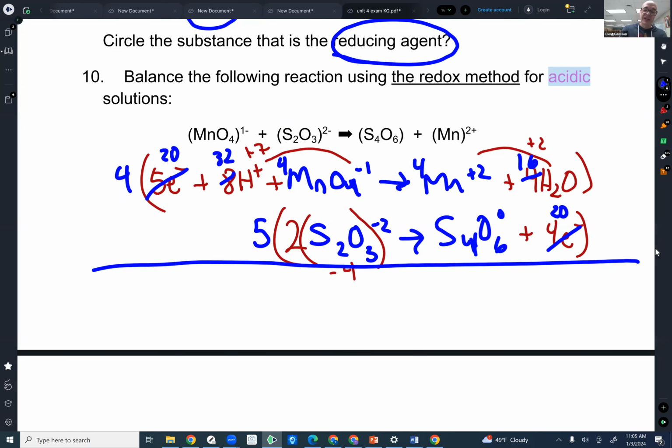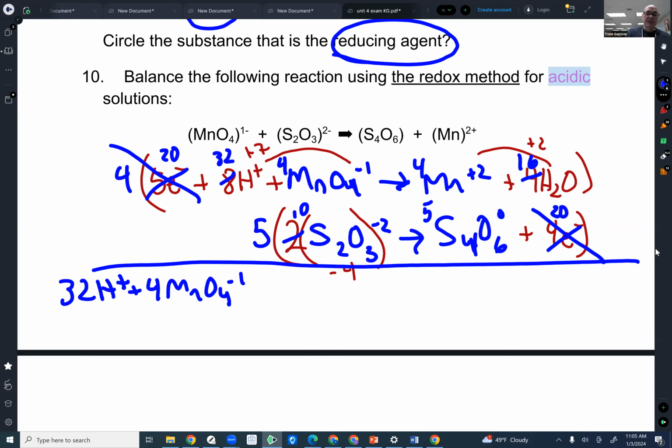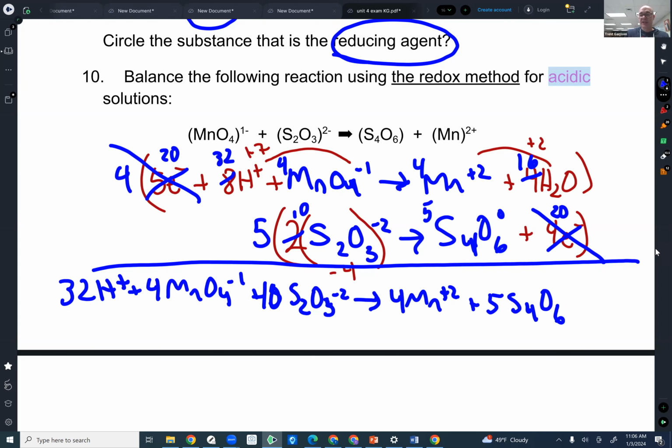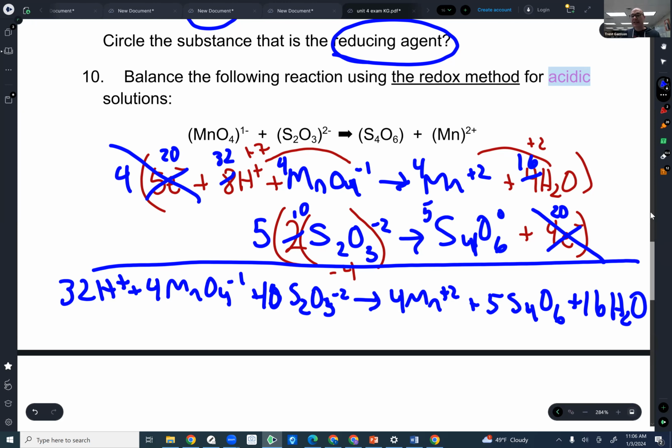On the left side, I have 10 of the S2O3s, and I have 5 of the S4O6. Put it all together in your final answer with the electrons being canceled out because they are the same on both sides. I would have 32H plus 4MnO4 minus 1 plus 10 S2O3 minus 2, producing 4Mn plus 2 plus 5 S4O6 plus 16 H2O. Everything balanced, and that is your correct answer in acid.